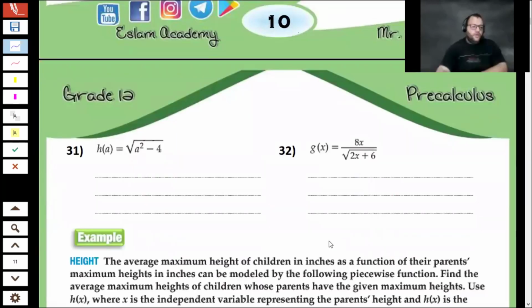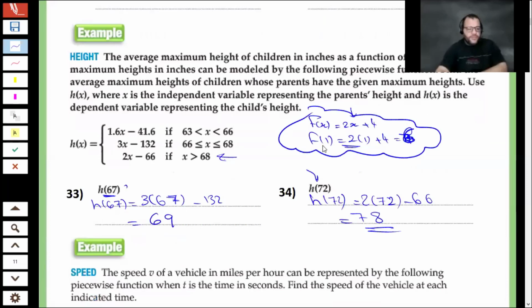Look at this function. When I say f of x equals 2x plus 4 and I need f of 1, you just replace x with 1, because that's valid for all values of x. But now we have 3 functions. That's called a piecewise function. So which function will we use? It depends on the condition that we have.